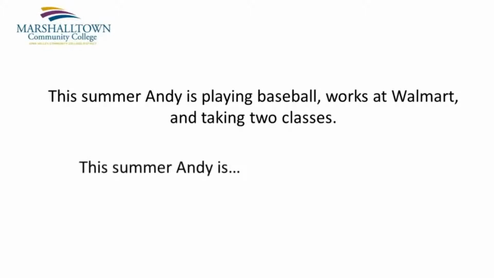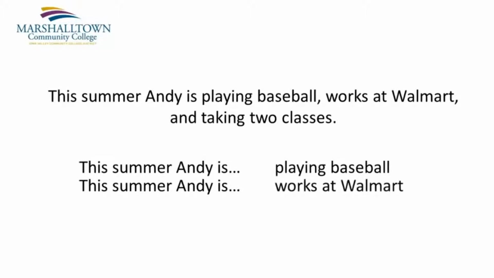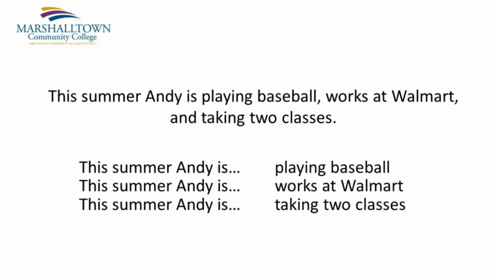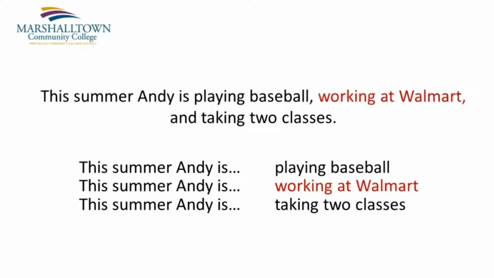Just as we did earlier, let's identify the sentence lead and then pair it up with each item to see how it sounds. This summer Andy is playing baseball. This summer Andy works at Walmart. This summer Andy is taking 2 classes. Notice how the first and last examples sound fine, but the second example, this summer Andy works at Walmart, sounds awkward and broken. We can easily correct this parallelism error simply by adding a gerund, like this. This summer Andy is working at Walmart. Now let's put the sentence back together. This summer Andy is playing baseball, working at Walmart, and taking 2 classes.